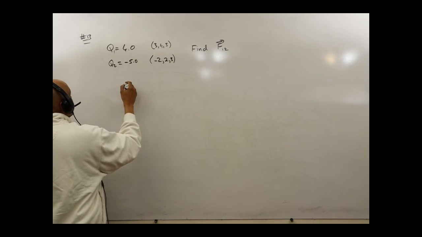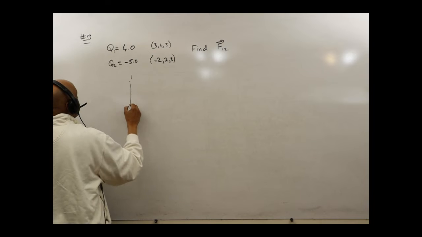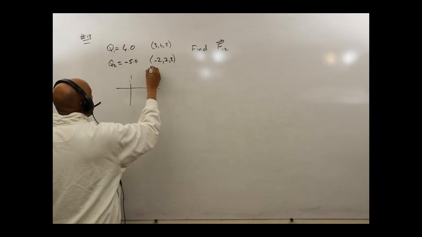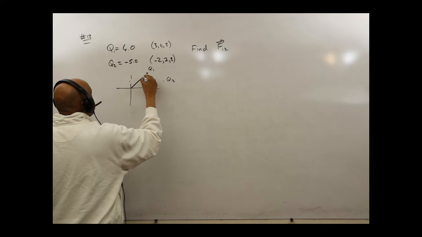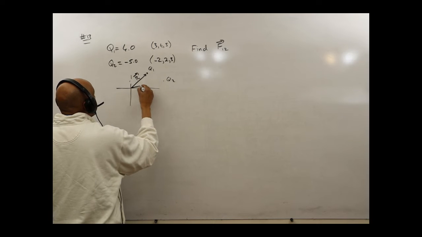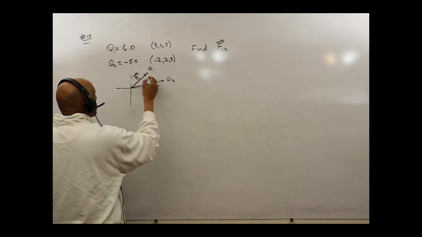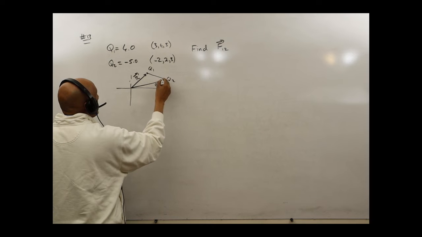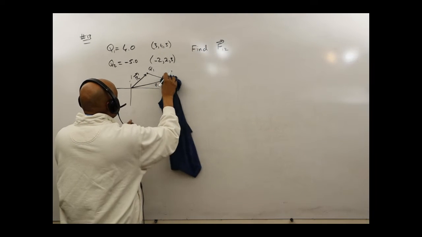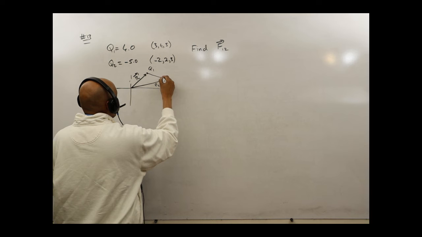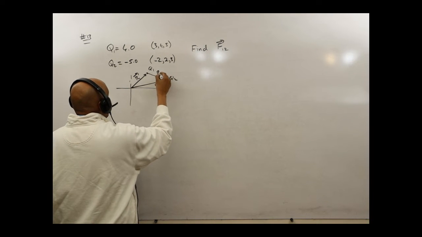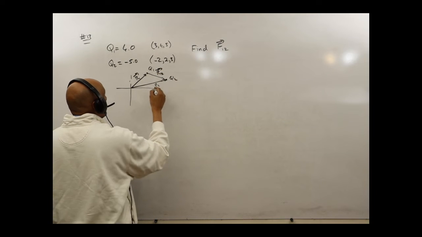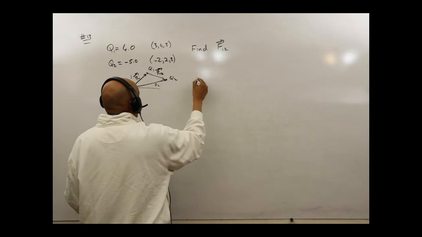Somewhere in space we have two particles, Q1 and Q2, and the position vector for Q1 is R1, and the position vector for Q2 is R2. The vector drawn from R1 to R2, the diagram's terrible, is the arrow drawn from 1 to 2. So let's calculate R12.